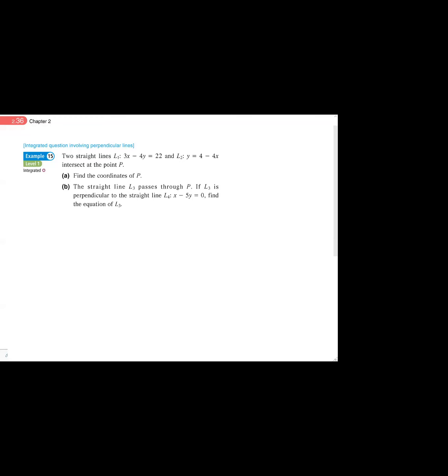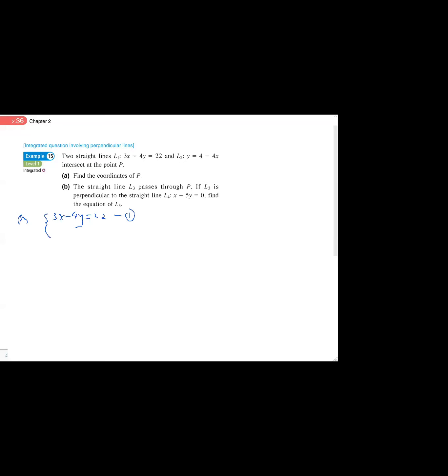Since they intersect at the point P, it is case one, but we do not need to worry about that. In any case, they intersect at the point P, which means that P will be the intersection point. And now, part A, we are going to find the coordinates of point P. So we are going to find the coordinates of the intersection point, and then we are going to put the two equations together.